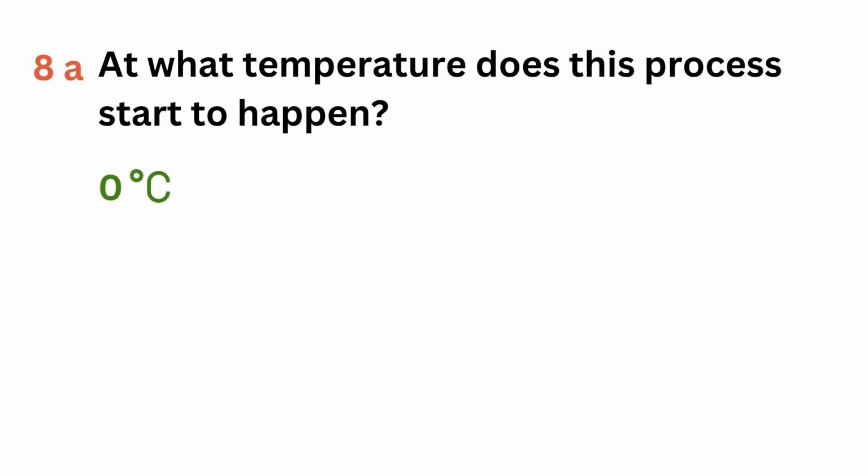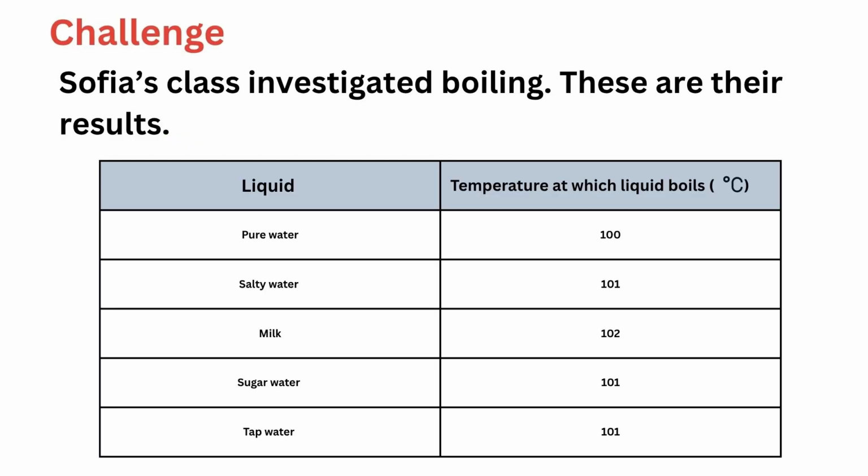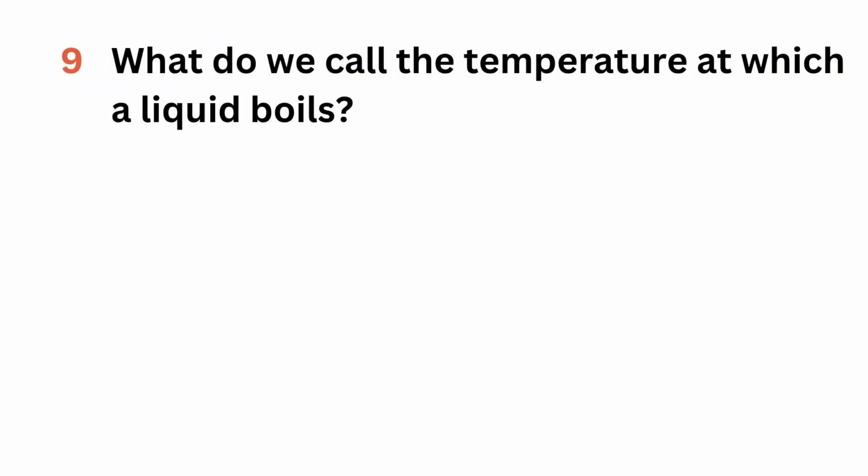Question 8a. At what temperature does this process start to happen? 0 degrees Celsius. Question b. What do we call this temperature? Melting point. Challenge. Sophia's class investigated boiling. These are their results. Question 9. What do we call the temperature at which a liquid boils? Boiling point.